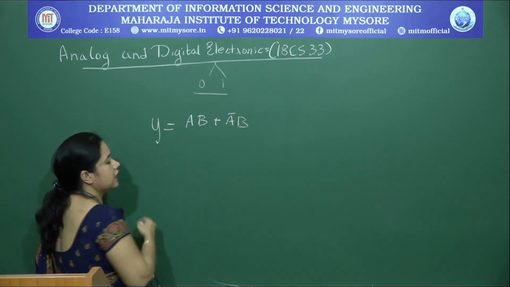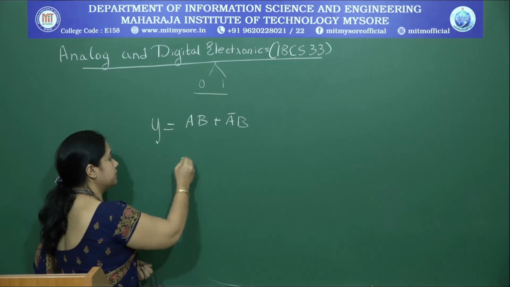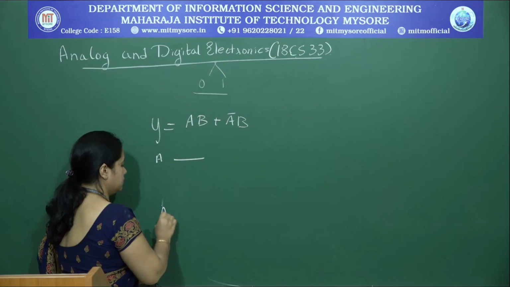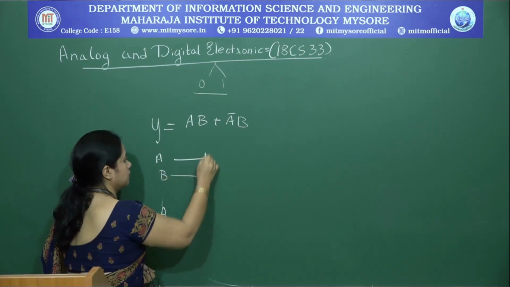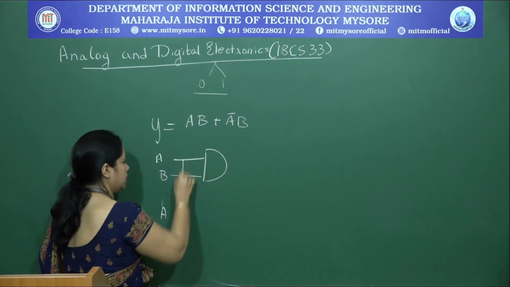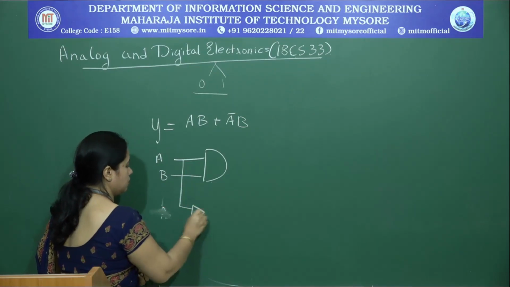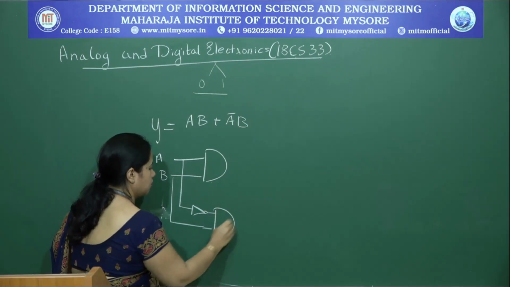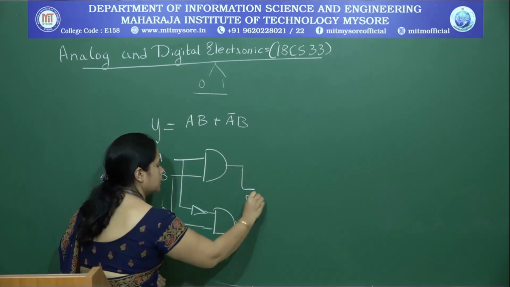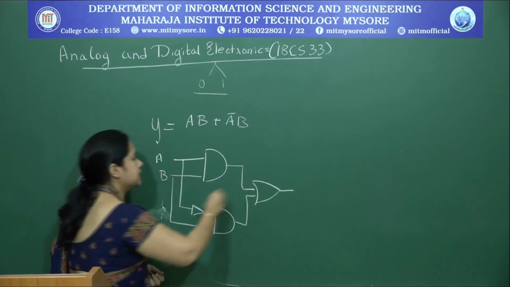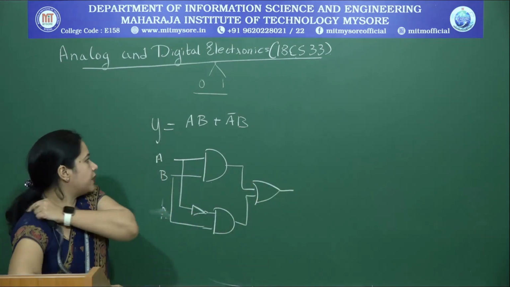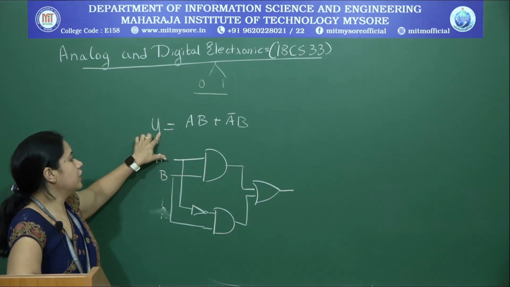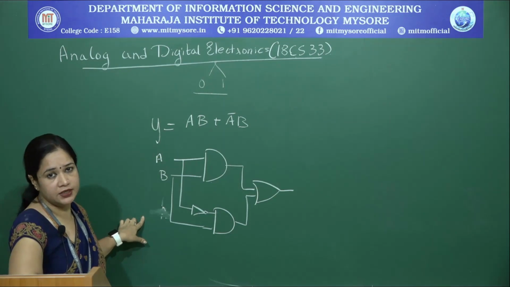So, this is representing a logic circuit, something like this, A, and if I take this is a circuit which is going to represent a simple logic circuit, and this is a Boolean expression which is representing this particular circuit.